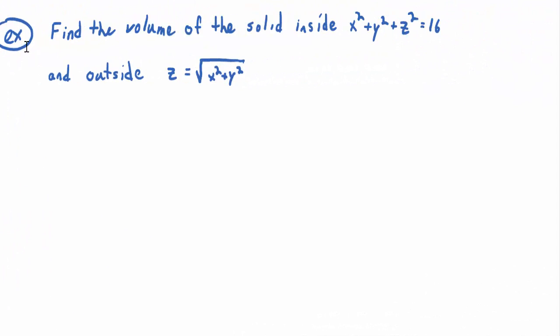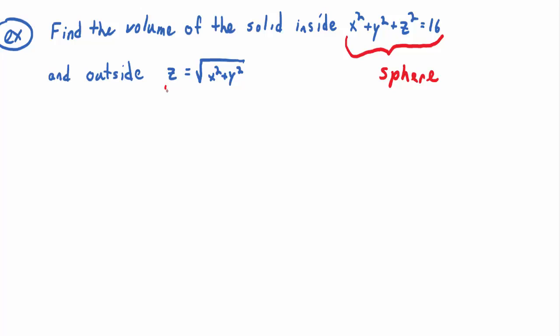Find the volume of the solid inside x squared plus y squared plus z squared equals 16, and outside z equals the square root of x squared plus y squared. So you've got to know what these equations represent. So what is x squared plus y squared plus z squared? What is this guy? It's a sphere, right? Radius 4, and centered at the origin.